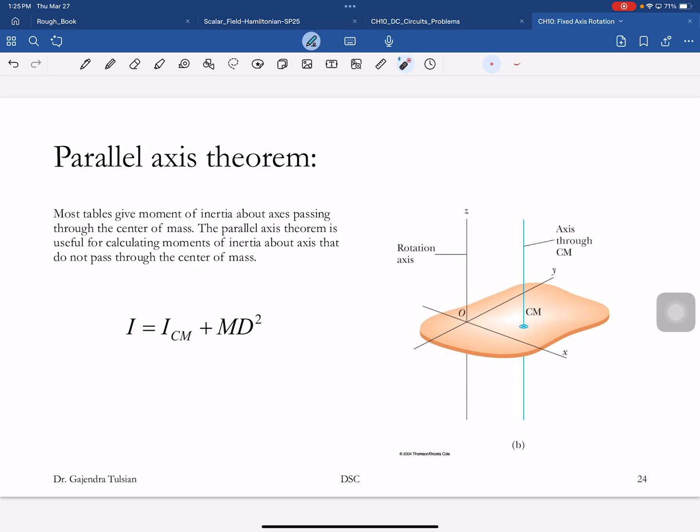What it says is the moment of inertia about this axis is the moment of inertia about an axis passing through the center of mass, plus the mass of this object times this distance squared. So, if you know the moment of inertia about an axis passing through the center of mass, you can calculate the moment of inertia about any other parallel axis. It's just the center of mass moment of inertia plus md squared.